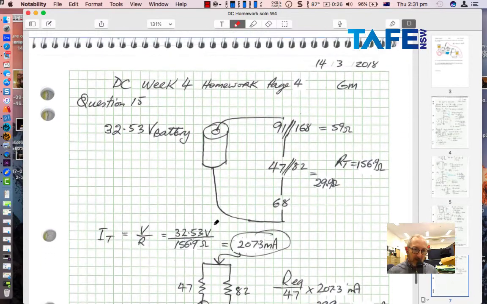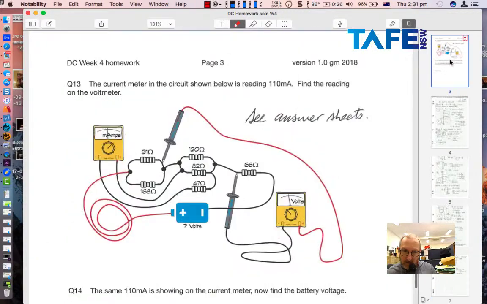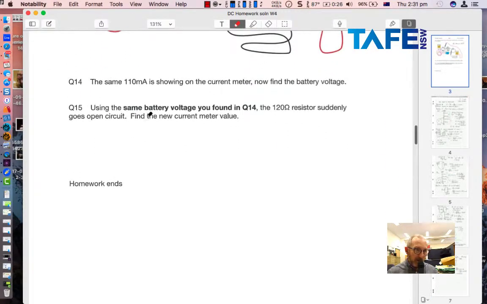Question 15 says something about using the same battery voltage. Yeah, we did question 14. Question 15, the last question, luckily, running out of time here. Using the same battery voltage you found in question 14, the 120 ohm resistor suddenly goes open circuit. Find the new current meter value. Oh, these get monotonous, don't they?